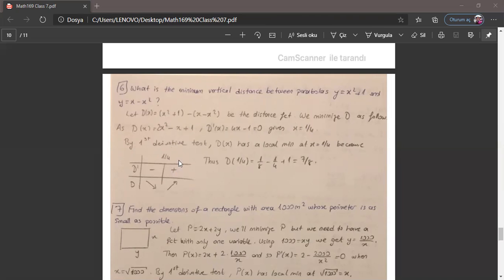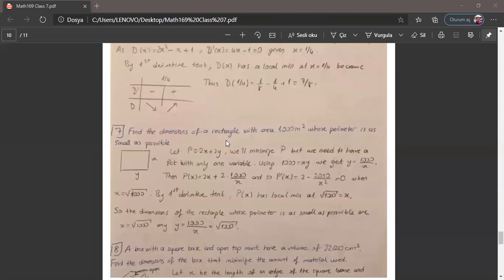As you can pick some number from here, for example 0, which is less than that. For this, you get -1, so it's negative, then it's positive. So it will be decreasing, then increasing. So this is the minimum point. This is a local minimum, so it will give you the local minimum value. Okay, so this is the minimum vertical distance between these two parabolas.